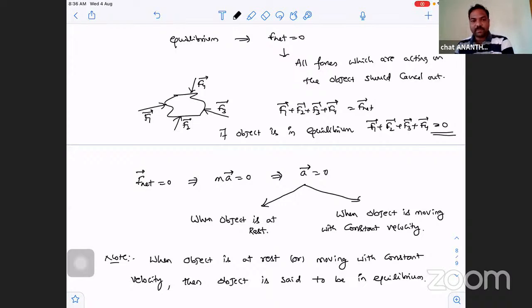So to check whether the object is in equilibrium, we just have to verify whether the object is at rest or moving with constant velocity. So these are the triggering words. Then we can keep net force to zero. Net force zero means all forces should cancel out, or the addition of all the forces will become zero.